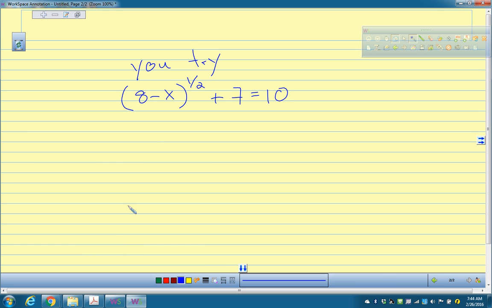Okay. Raising something to the 1/2 power is the same as doing what to it? Taking the square root. Okay?